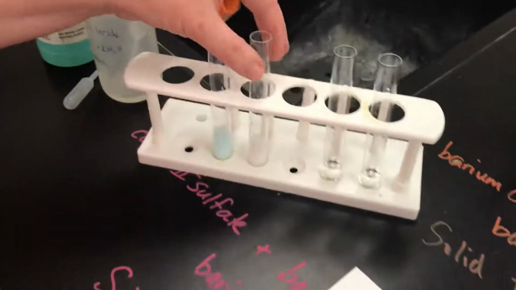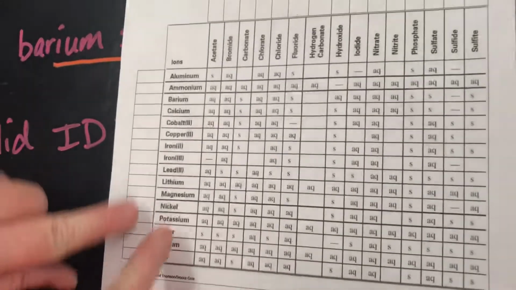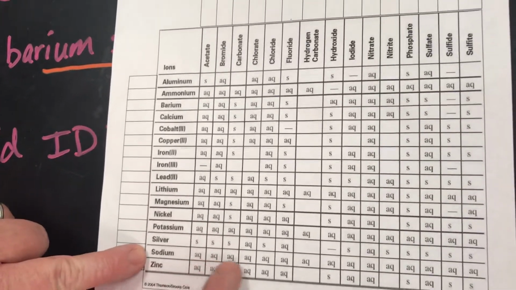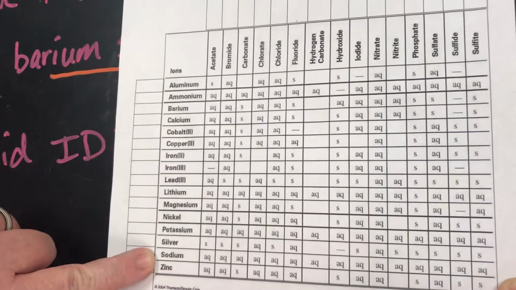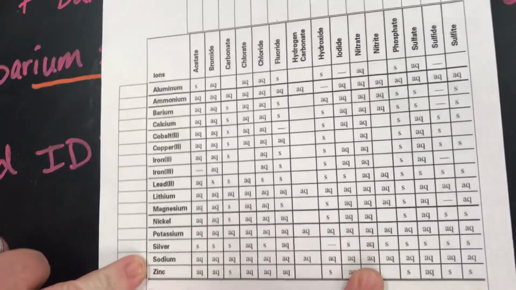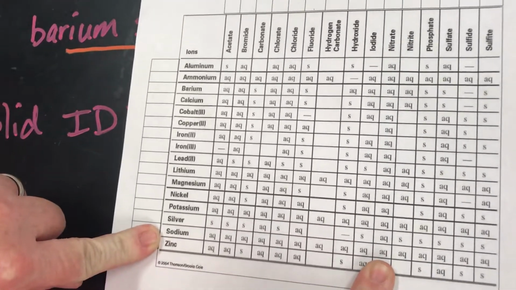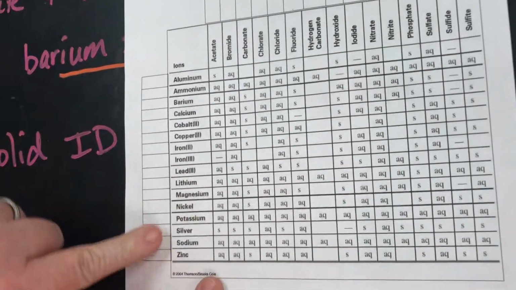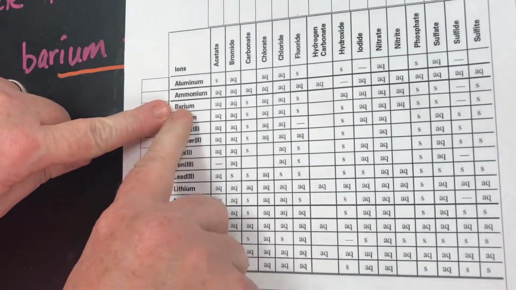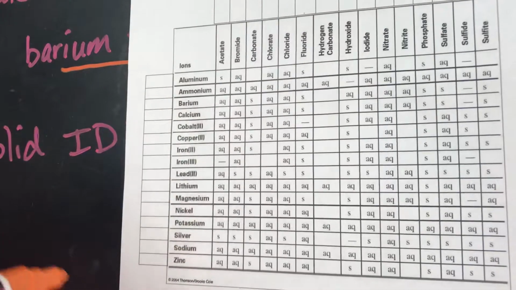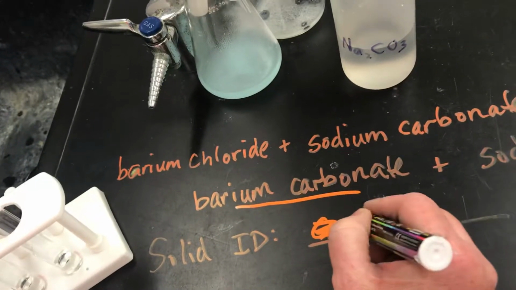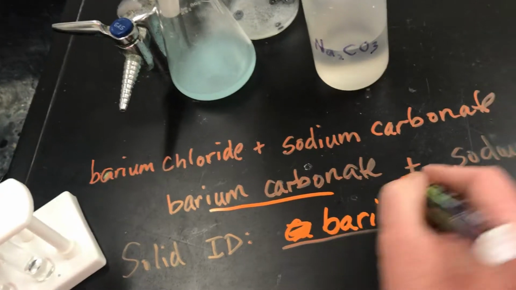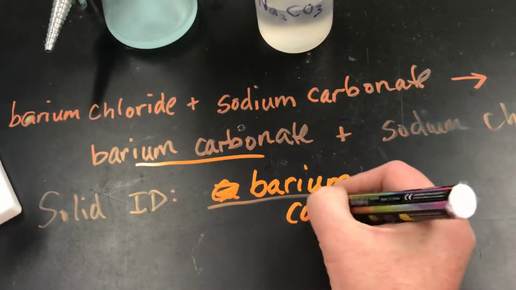So one thing that you notice about sodium is all of the sodium compounds here are aqueous. So without knowing that, I could guess that the solid's going to be barium carbonate. So let's just look though. Barium carbonate is indeed the solid. So our identity for the solid is barium carbonate.